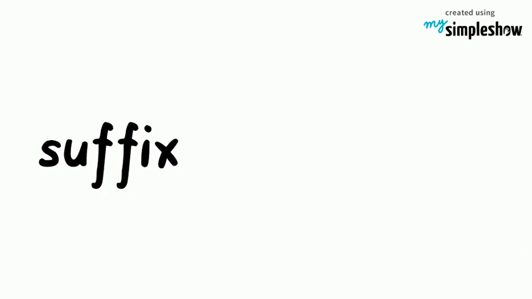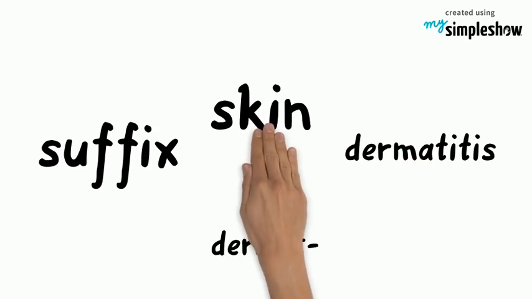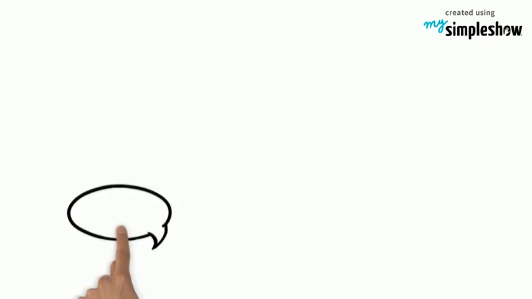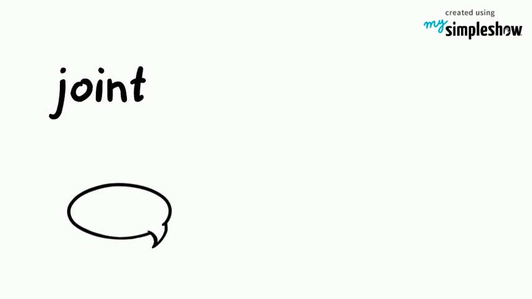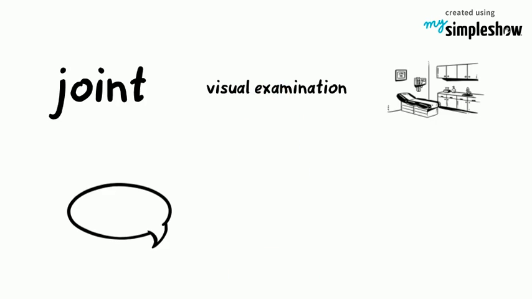Another element of these terms is the suffix, which describes what the root is doing. For example, dermatitis. Dermat is the root and means skin, adding the suffix itis means inflammation. The word as a whole means inflammation of the skin. Another example, arthroscopy. Arthr/o means joint, adding scopy, which means visual examination, makes the word as a whole mean visual examination of a joint.